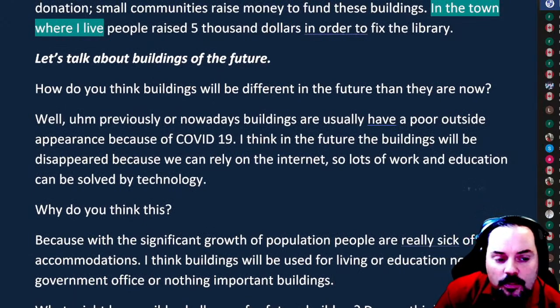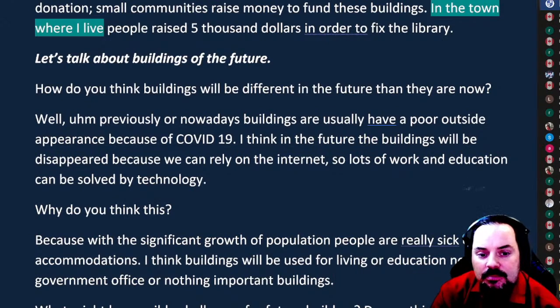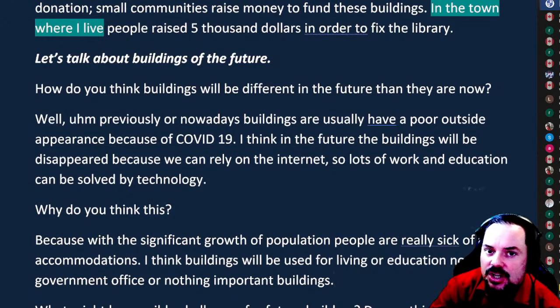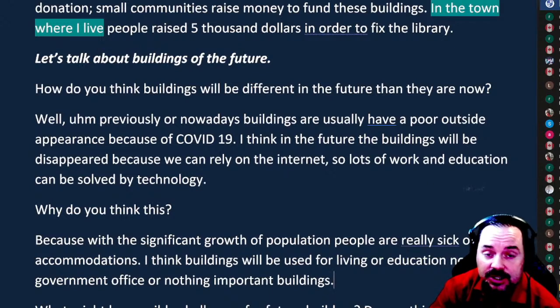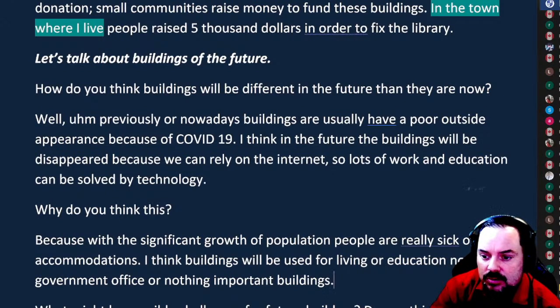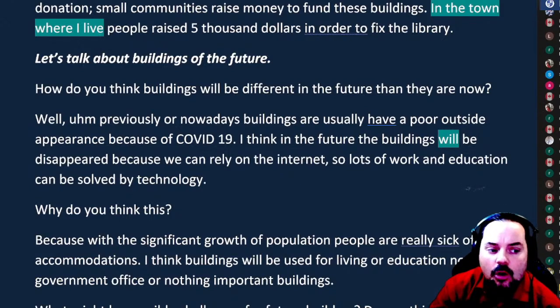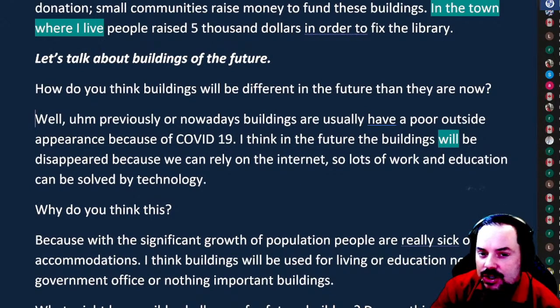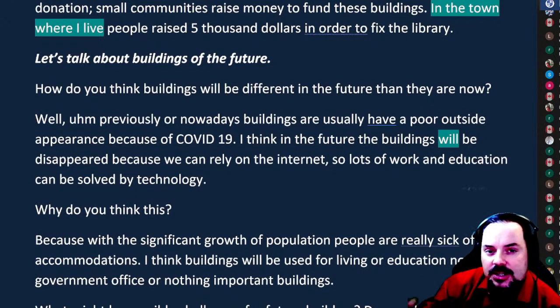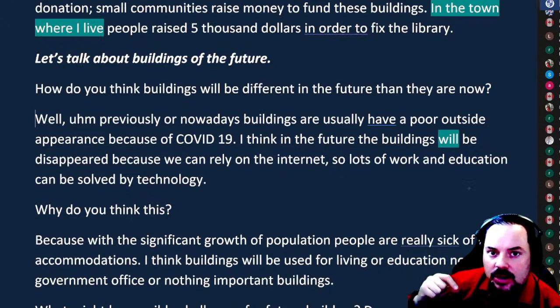So let me go back here and look at these in a bit more detail. I said, how do you think buildings will be different in the future than they are now? Clearly this question is fishing for that future tense, like buildings will be. And I think you realize that, so you did use the future will several times, which was great. Now, for this kind of question, buying yourself a little bit of time, especially since I just introduced the topic to you, is a really good idea.